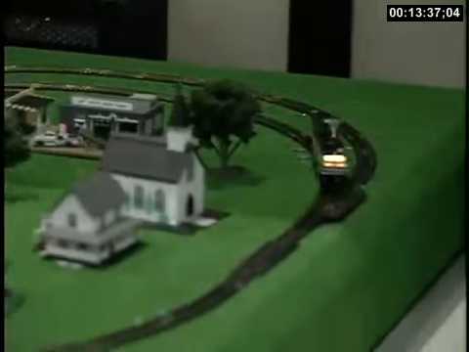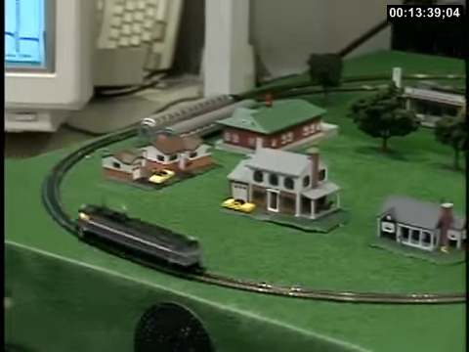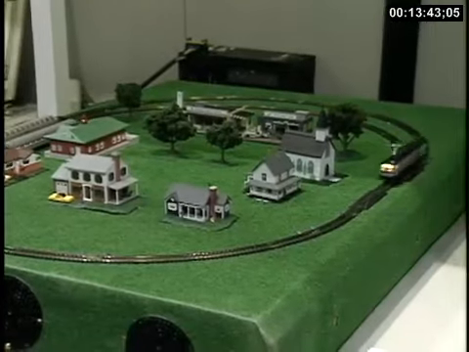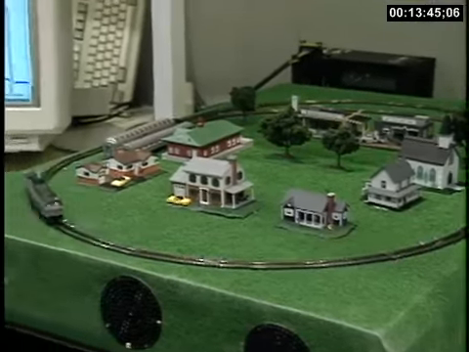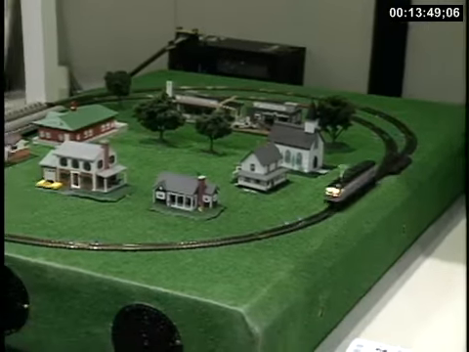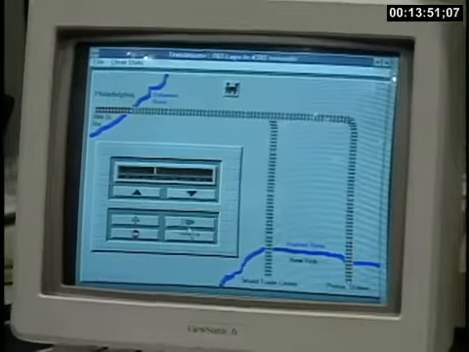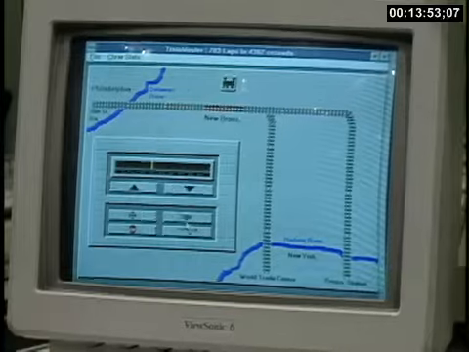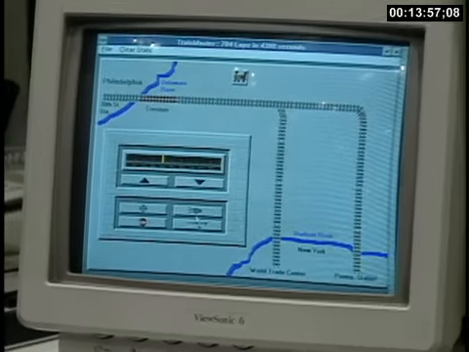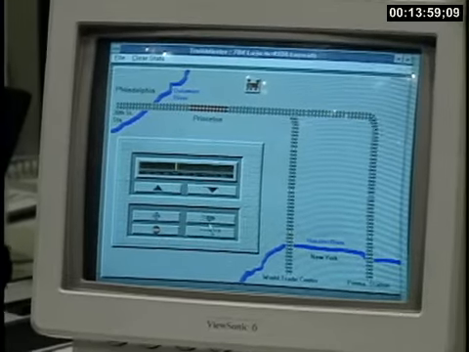And all this is happening through a real-time graphical data acquisition, data control interface running on Windows NT, taking full advantage of Microsoft's multiprocessing, multitasking, and multi-threading capabilities as well.